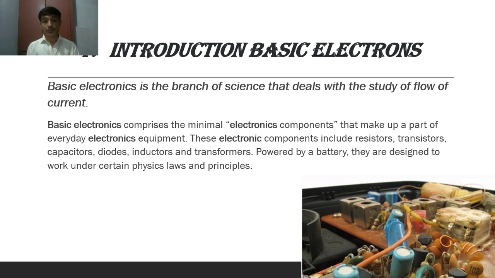Introduction. Basic Electronics. Basic electronics is the branch of science that deals with the study of the flow of current. Basic electronics comprises the minimal electronic components that make up a part of everyday electronics equipment. These electronic components include resistors, transistors, capacitors, diodes, inductors, and transformers powered by a battery. They are designed to work under certain physics laws and principles.